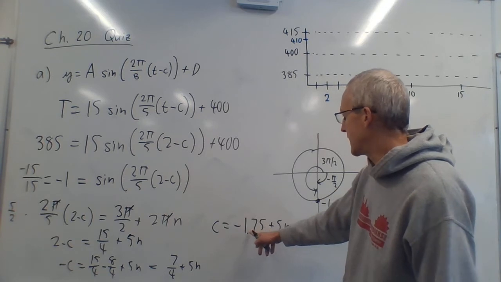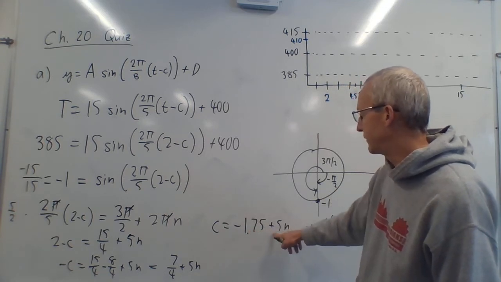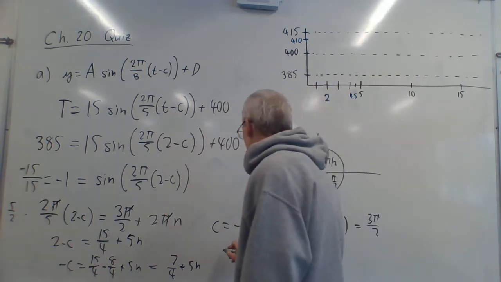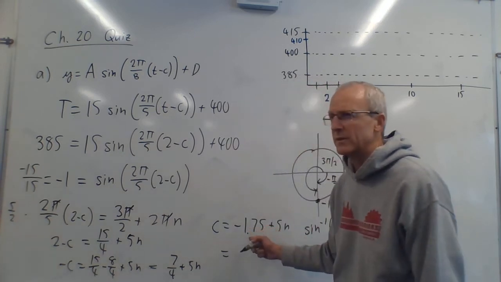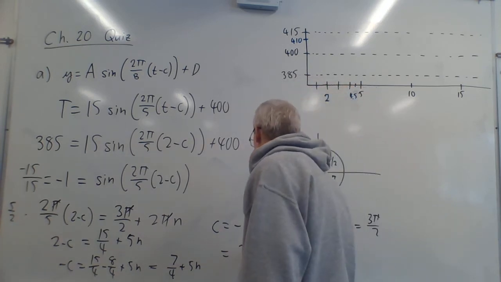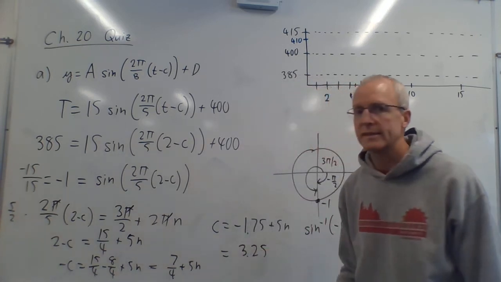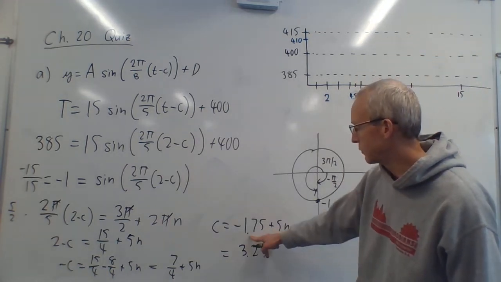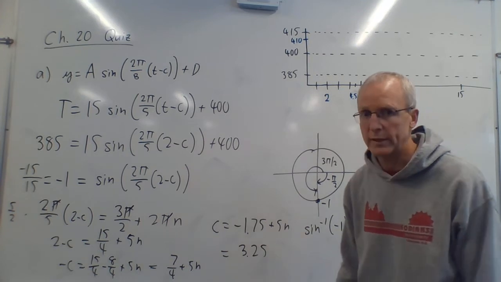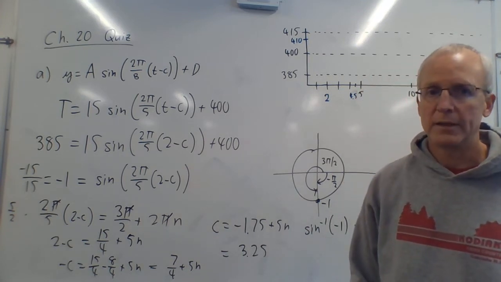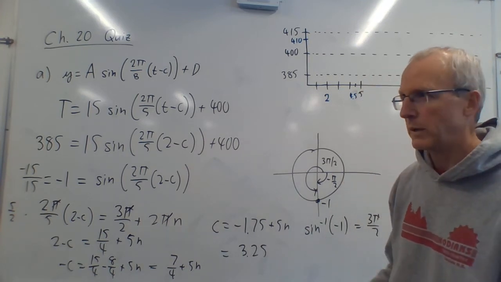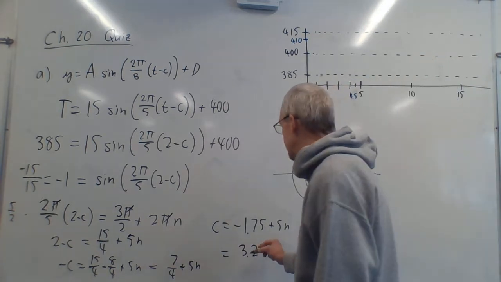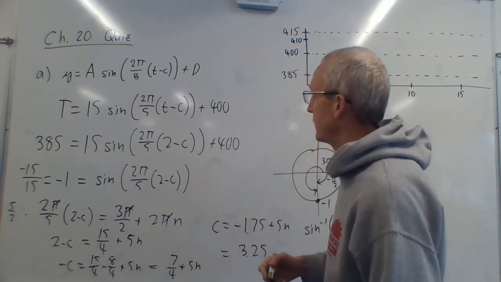Anyway, I want a positive one, so I'm going to make n equal 1 and add 5. So that would give me 5 minus 1.75, which is 3.25. That's the smallest positive number we have, because the one smaller is negative 1.75 and one bigger is 8.25. Okay, so we want the smallest positive number. So C is 3.25. So now we have C.